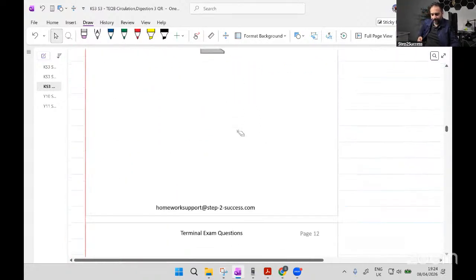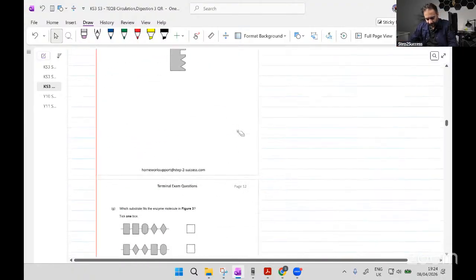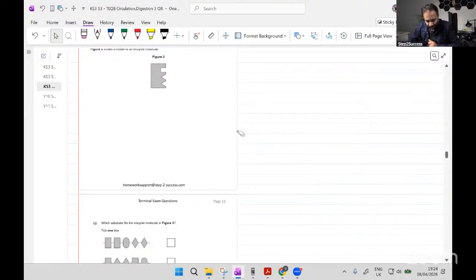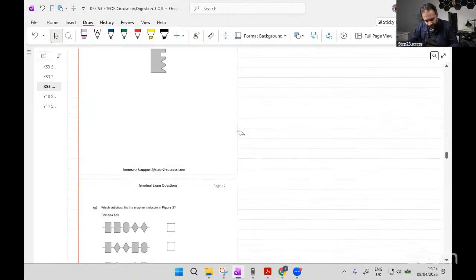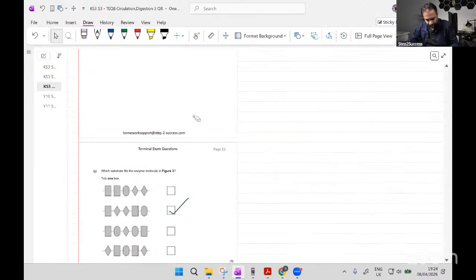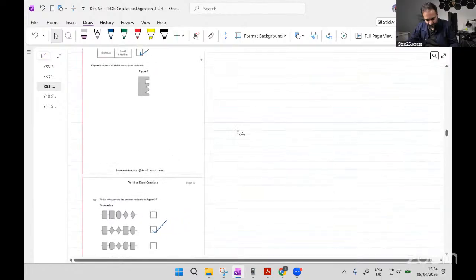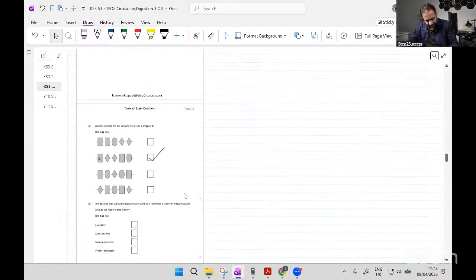This shows a model of an enzyme molecule. Which substrate fits the enzyme molecule? You need to find that. This is like a jigsaw thing, isn't it? Isn't it this one? Because that piece will fit into there, and then these two pieces will fit into there. I think that's it. It's the only one that makes sense to me.